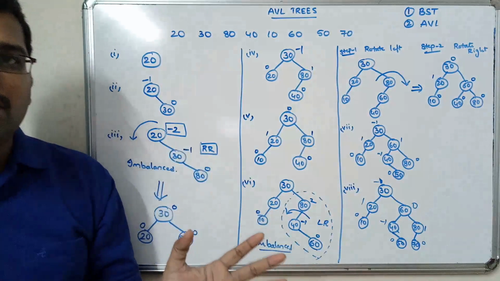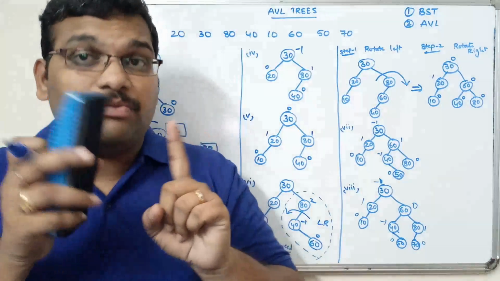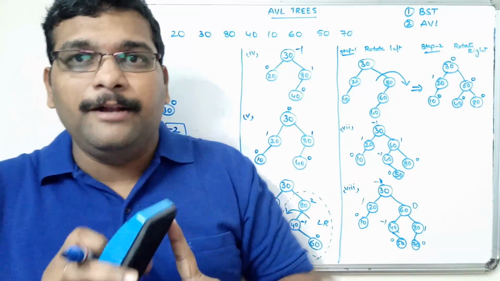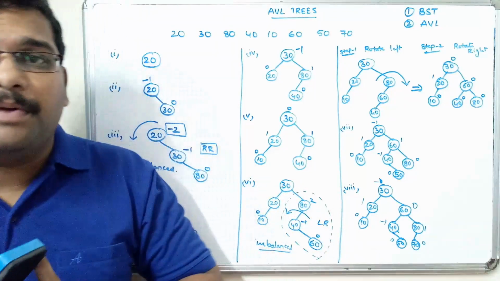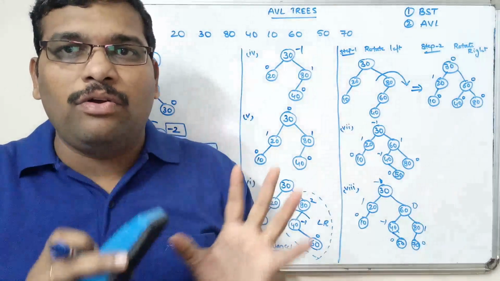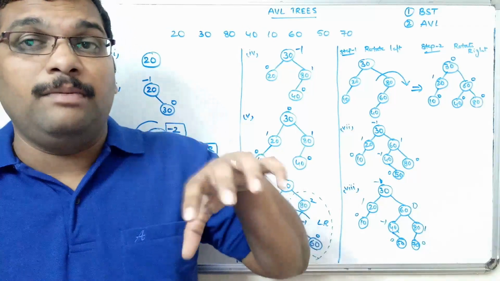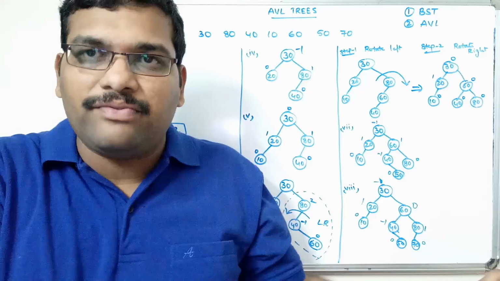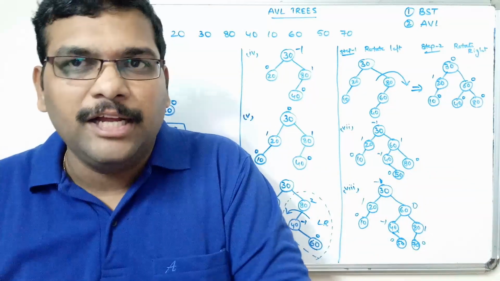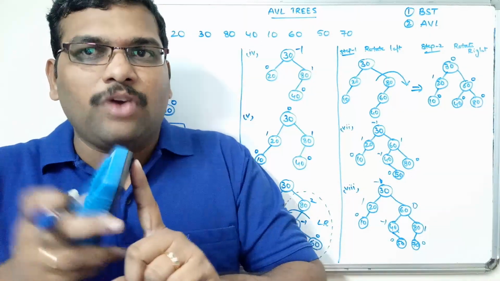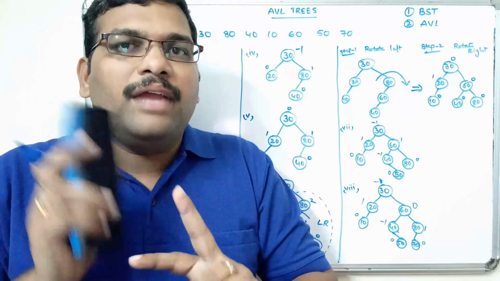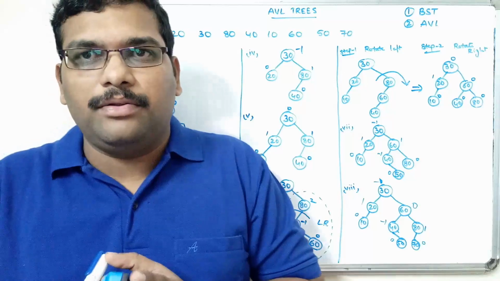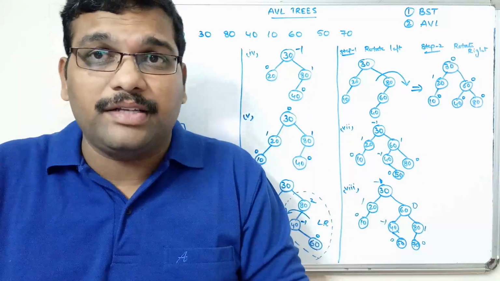So don't get confused. We just have to satisfy the binary search tree property. Based upon that property, we have to insert the node into the AVL tree. That means the element should be compared with the root, and then we have to decide whether it should be inserted towards the left side or towards the right side. That's the first thing. After insertion, the second thing, we have to check the balancing factor, whether the tree is balanced or not.